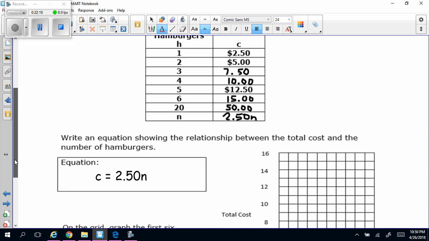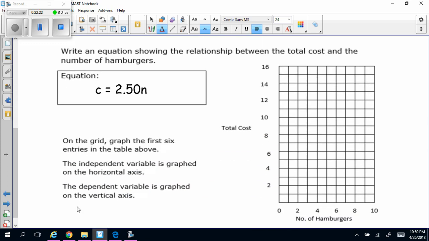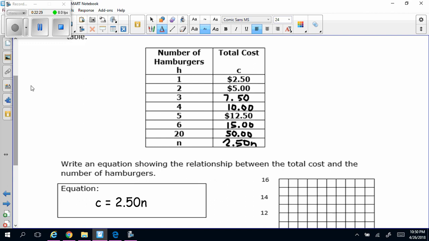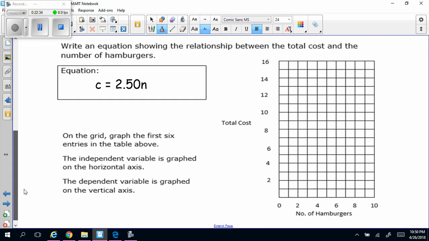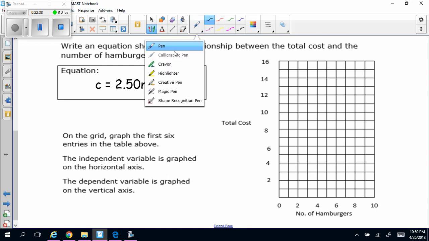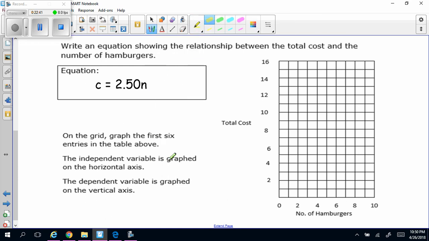So go ahead on your half sheet and graph this. I want you to graph the first 6 entries in the table above, on the half sheet I provided for you. Once again, they remind us that the independent variable is graphed on the horizontal axis, in this case the x-axis, and the dependent variable is on the vertical axis, or the y-axis.